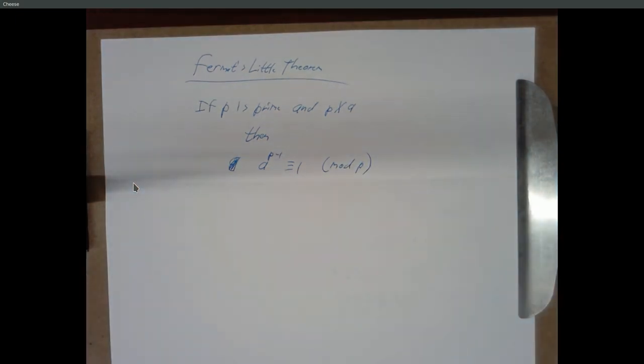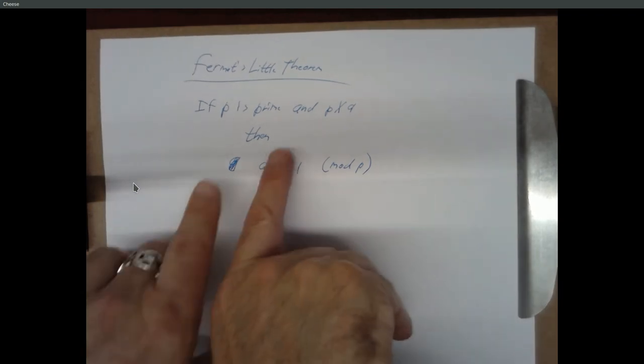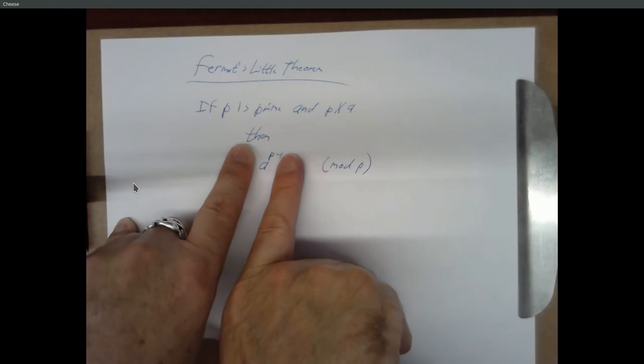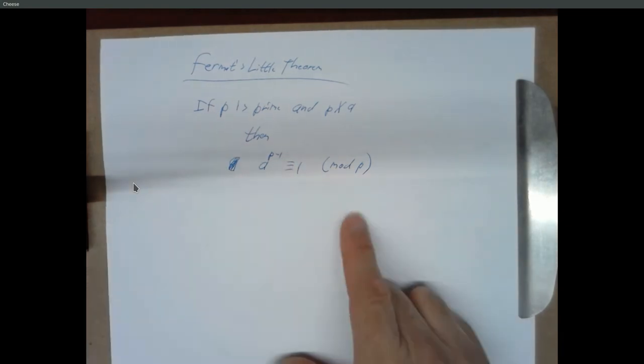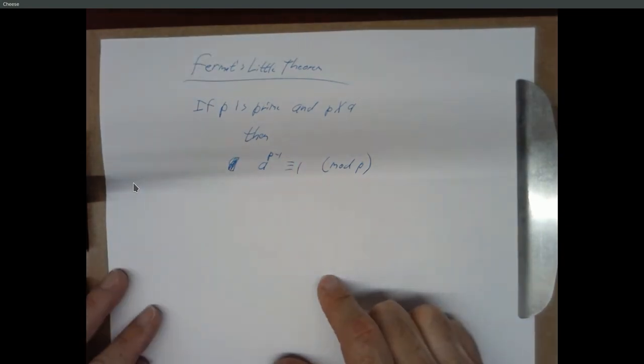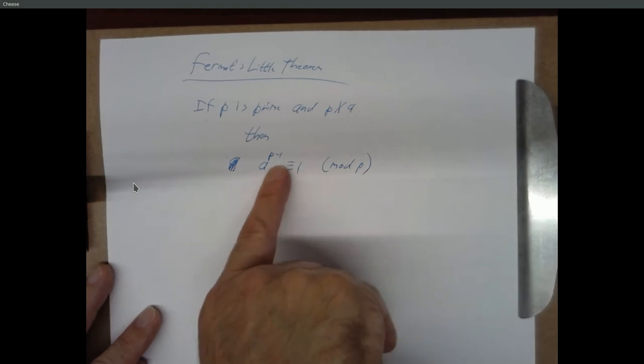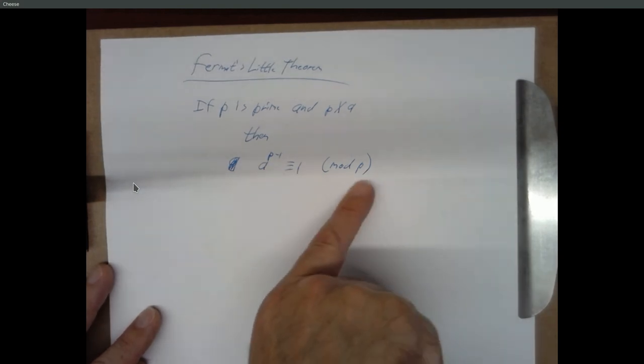So think about a prime number. And if A is a multiple of P, this is ridiculous. The whole thing is going to be a multiple of P, so it'll be congruent to 0. But other than that one ridiculous case, if we take any number A and raise it to the P minus 1, it's 1 more than a multiple of P.